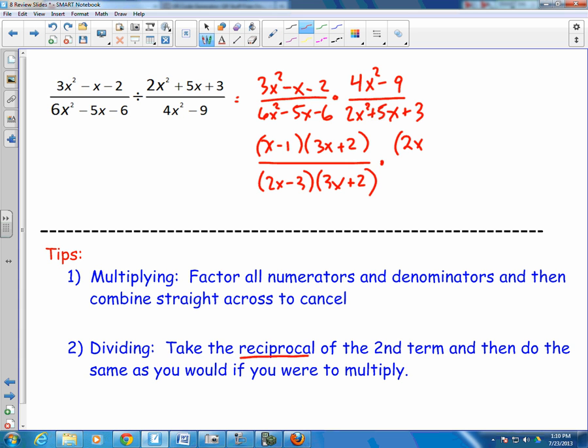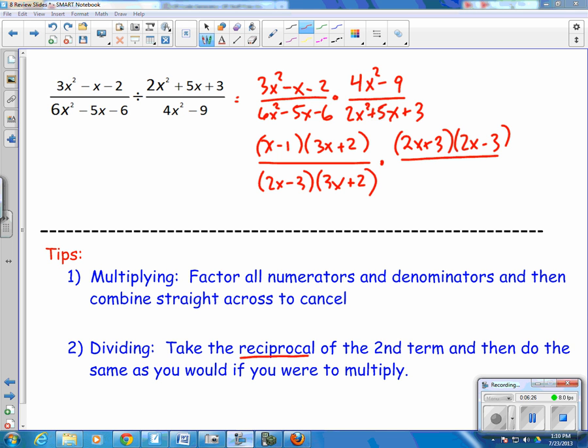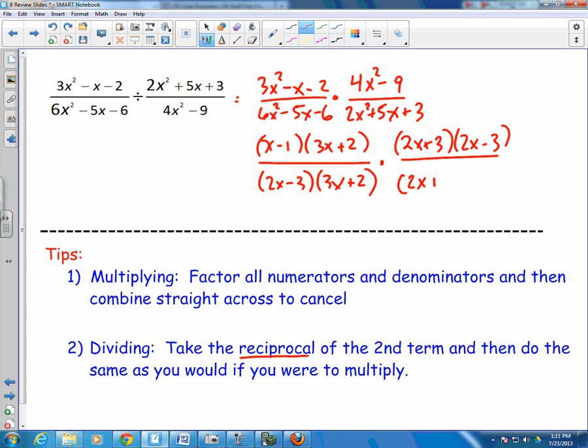And this one is a difference of squares, so that's just 2x plus 3 and 2x minus 3. And then the last one is 2x squared plus 5x plus 3, which gives me 2x plus 3 times x plus 1. The factoring is probably the hardest part about these. Taking the time to make sure you're doing those correctly is where you're going to make most of your errors, if you make any. Just make sure you know that the process is the same as multiplying. The hard part is figuring out what everything factors to.